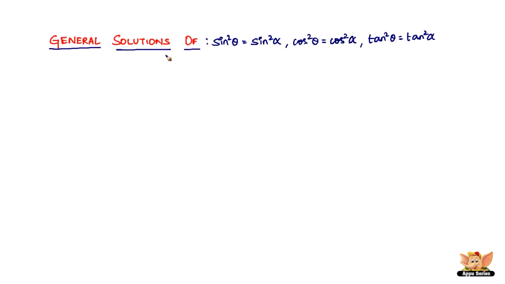Now, if you remember the last form that we saw of any trigonometric equation was sine theta equals sine alpha, cos theta equals cos alpha, and so on. Here, the only difference is it's being squared. It's sine square theta equals sine square alpha, cos square theta equals cos square alpha, and tan square theta equals tan square alpha. Now, let us look into all of them as to what their general solutions are.